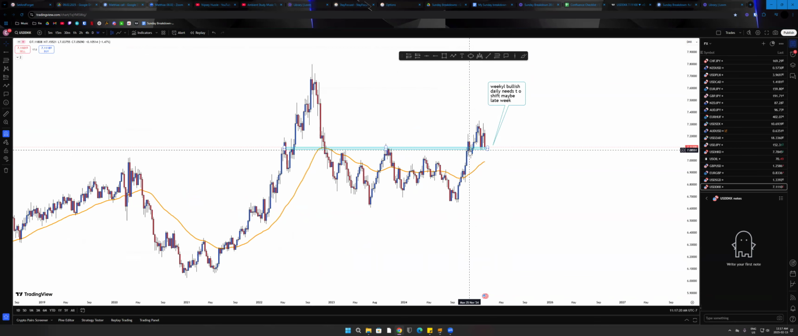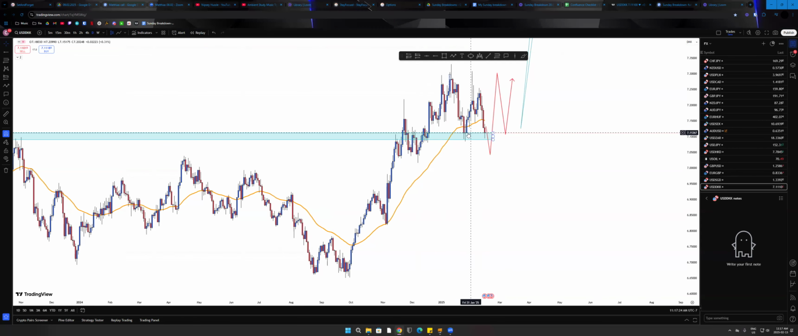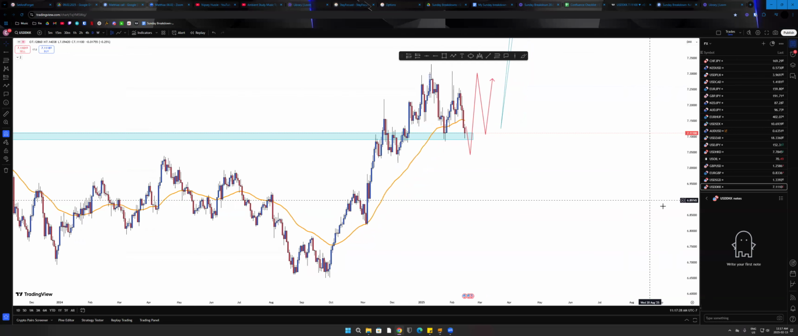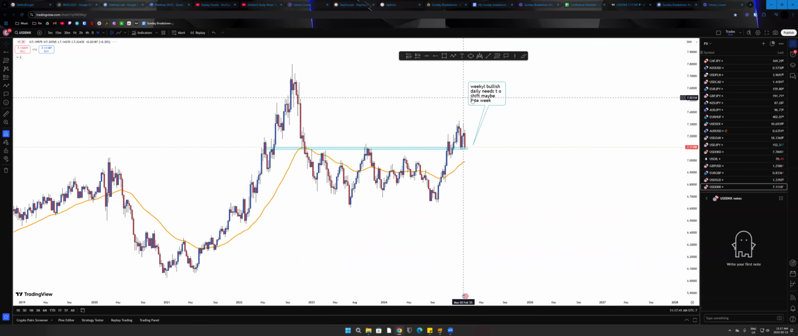USD/DKK weekly is bullish and daily needs to shift because daily is now bullish. So right here, we broke, went under, went back, higher high, broke that. So daily is bearish. So daily needs to shift. So those are the pairs that need to shift.